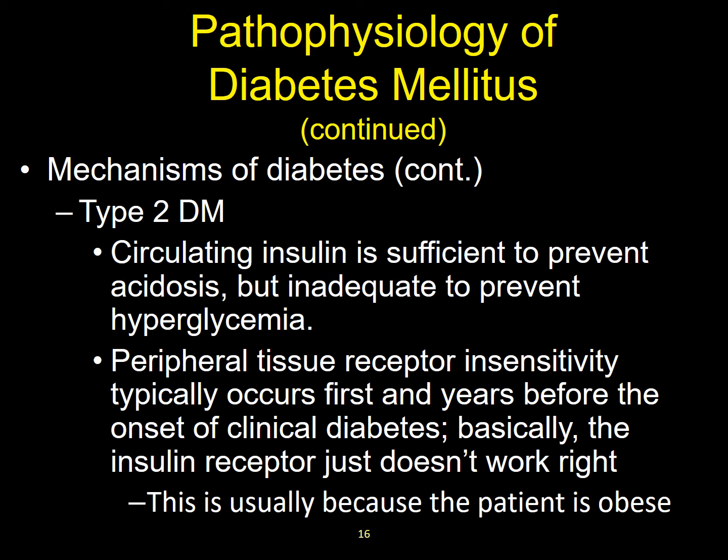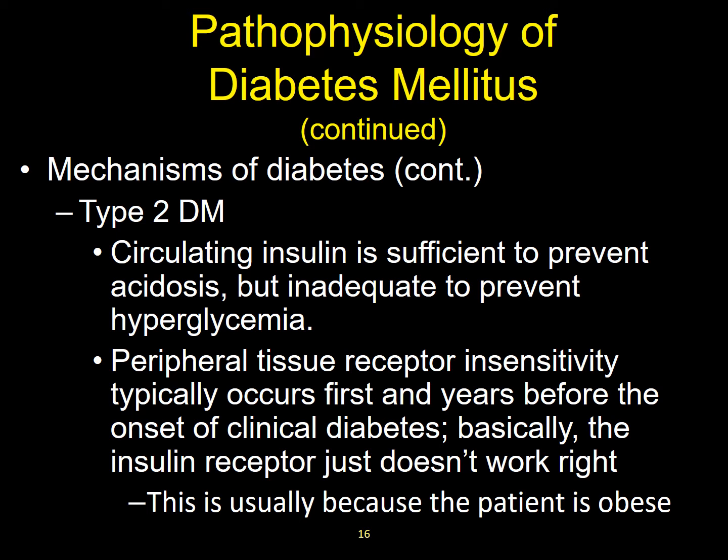In type 2 diabetes, because there is some insulin, you're not having to burn fat 24/7. You still can use some glucose as a fuel source, so you're not making all this acid, so you don't become acidotic. That's why it's a lot harder to diagnose type 2 diabetes.